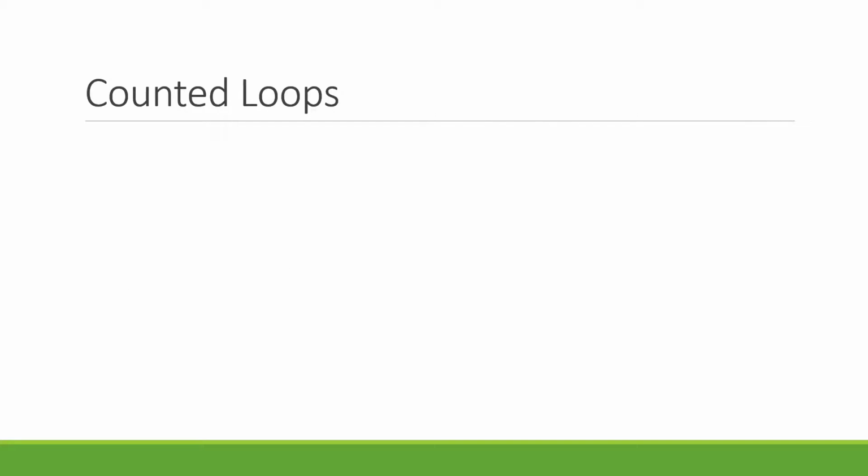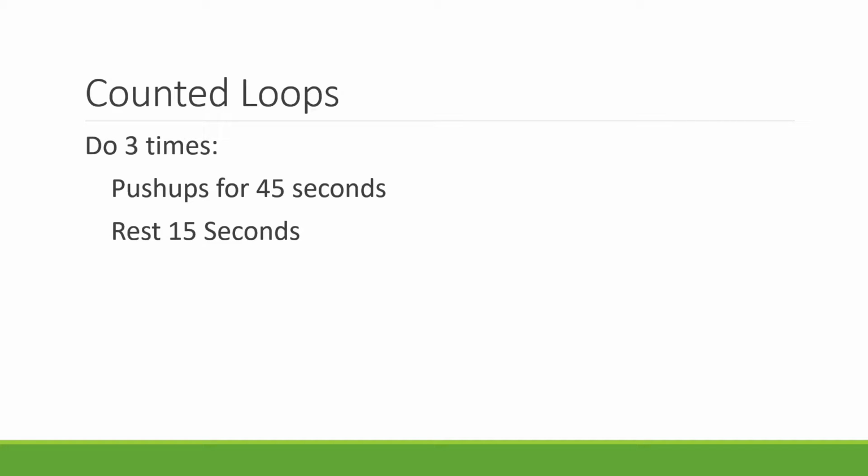Now, counted loops iterate for a specific or known number of times. For example, you might have an interval workout that you like to do with push-ups. You might do 3 intervals of push-ups for 45 seconds with a 15-second rest in between. So you would do a push-up interval and then a rest interval, and you would repeat that 3 times. We would count each set of intervals 1, 2, 3, and then after we finish the third set, we would stop.